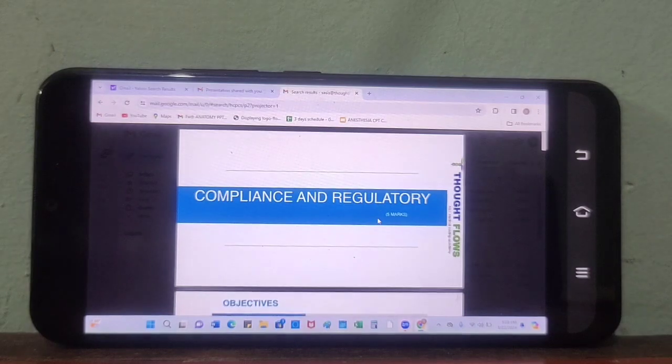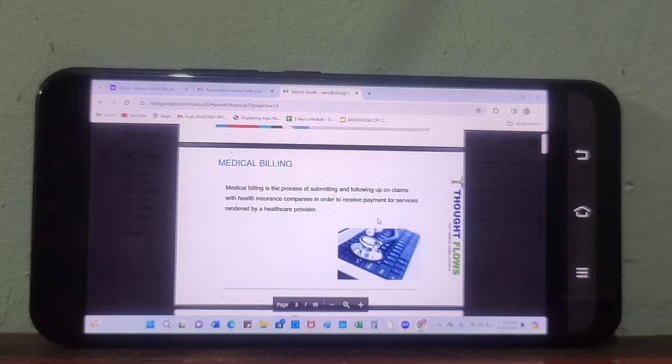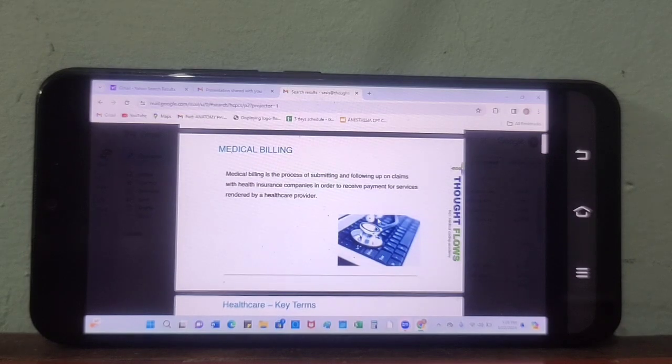In that compliance under regulatory, we are going to discuss the billing concept. What is the meaning of billing? In this billing section, we are going to discuss only very important concepts. In that PDF, we are providing the general information also. But in this session, we are going to discuss the very important topics on billing.